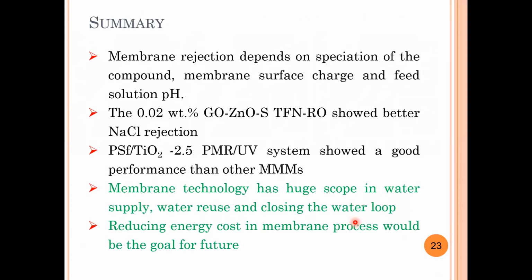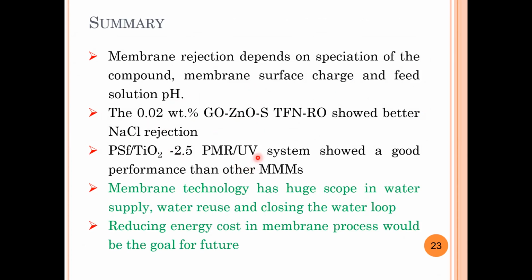And coming to the summary, the membrane rejection depends on the speciation of the compound, the membrane surface charge, and the feed solution pH in terms of emerging pollutant removal. A 0.08% combination of ZnO/ZnS is really good, and TiO2 2.5 is good, able to oxidize the pollutant used.